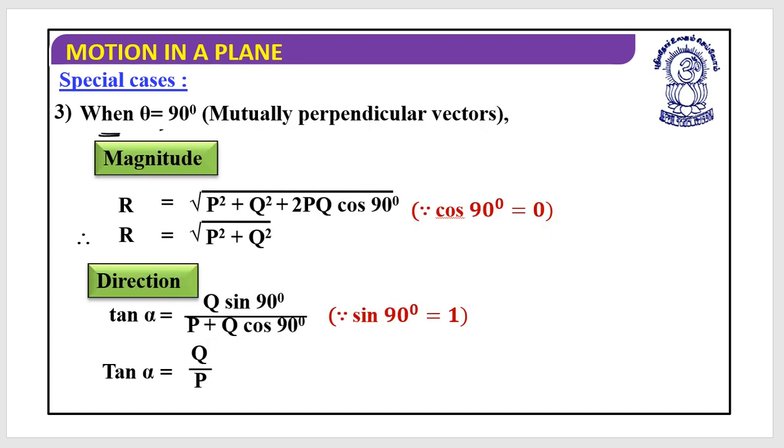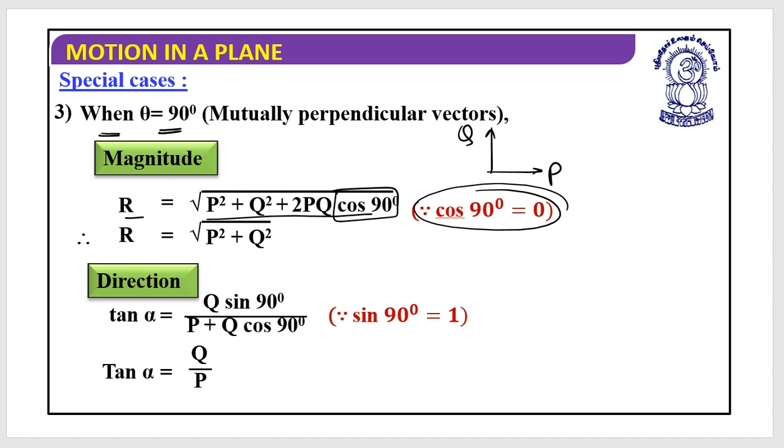This is the third case, when theta is equal to 90 degree. That means two vectors are mutually perpendicular to each other. Let's look. This is P, this is Q, and the angle between these two vectors is 90 degree. So for the magnitude, R is equal to the root of P square plus Q square plus 2PQ cos 90 degree. As I know, cos 90 is 0, so the only remaining term is the root of P square plus Q square.